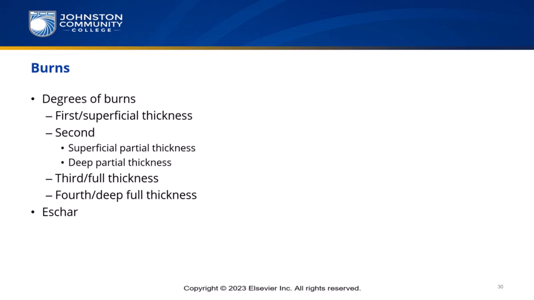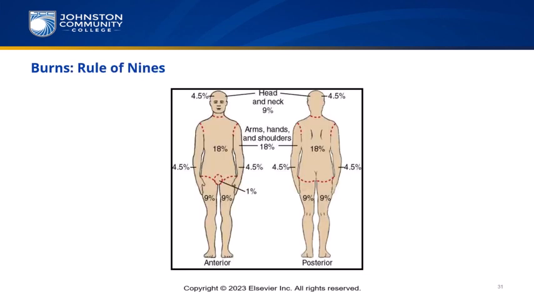Eschar is the dried serum and blood that covers a burn. We've seen that in a previous slide. The rule of nines is used to describe the percentage of the body that is affected by a burn by dividing the body into multiples of 9.